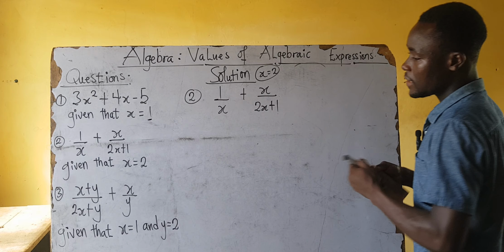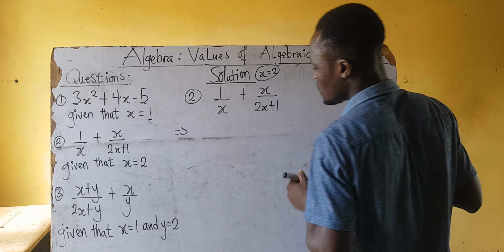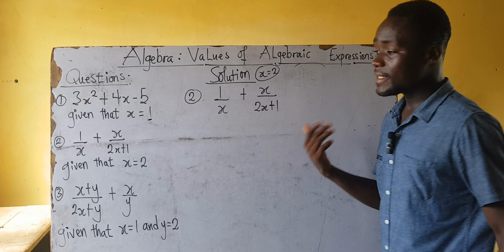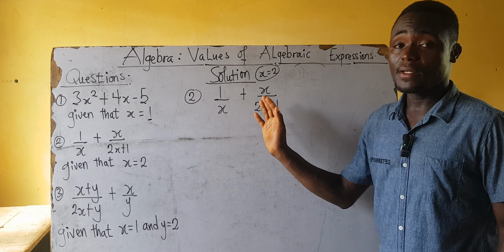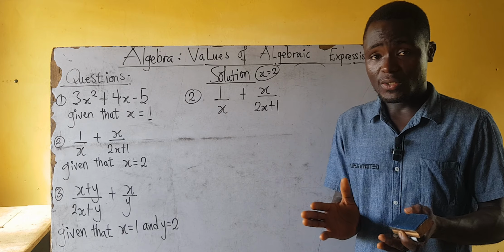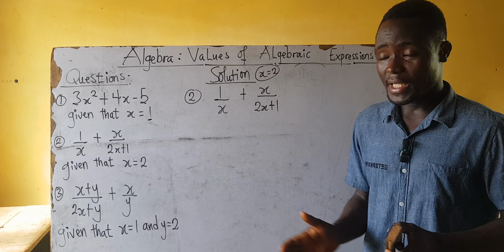Now, solving it in an alternative way, what we are going to do is, in the first place, simplify this. Then after the simplification, we will substitute the values, then we solve it as such.